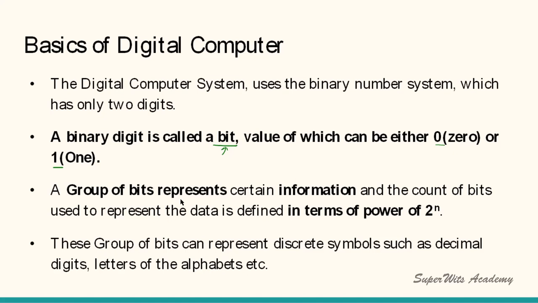So you actually use a group of bits to represent certain information, and mind it, the count of bits used to represent the data is defined in terms of a power of 2, which is raised to some power n, where n is either equal to 0 or greater than 0. It's never a negative value. Now these groups of bits can represent discrete symbols such as decimal digits, letters of the alphabet and so on. It depends upon what sort of information you want to depict for a particular application.